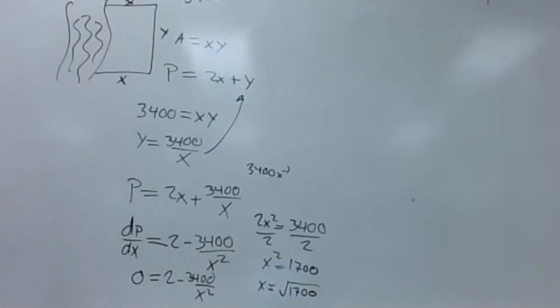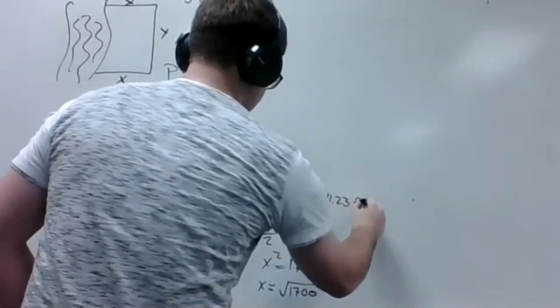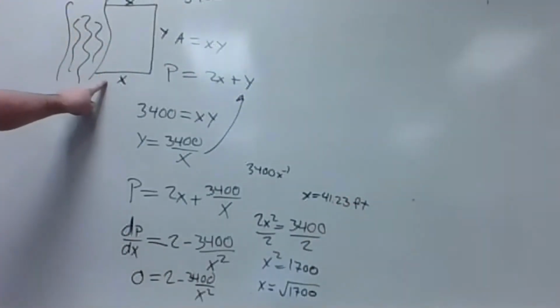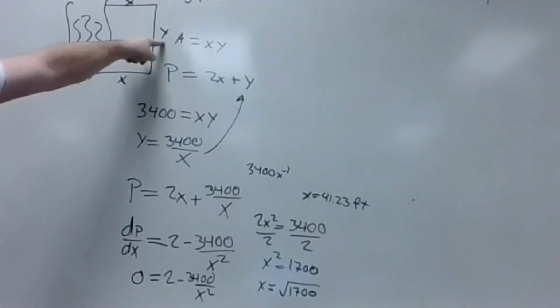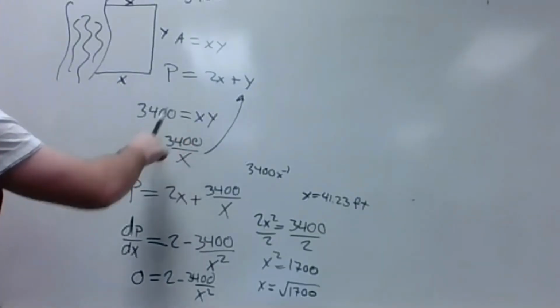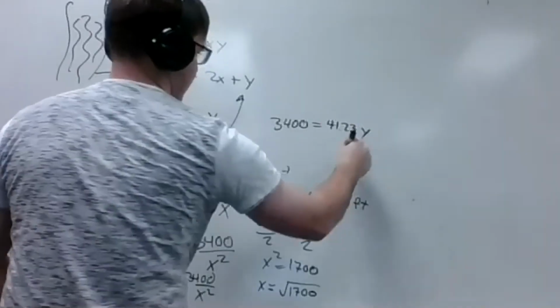Let's see if we do that on our calculator real quick. That comes out to be about 41.23. So x equals 41.23 feet. So now we know the x, how far our x should be. But now we need to know how far our y is. So we're going to use this area equation now to make it really simple. So we'll just say 3,400 equals 41.23 y, and solve it for y.